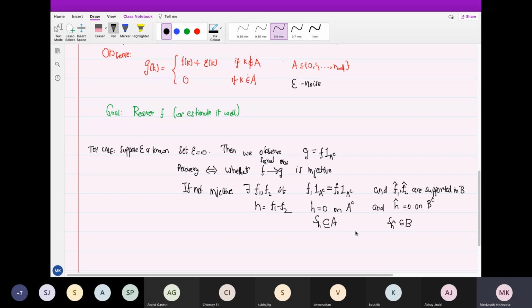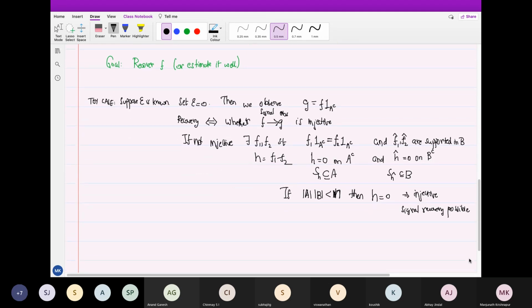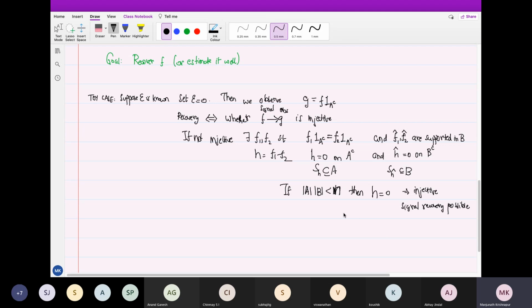Now, like Kaushik said, this is leading us to the uncertainty principle. So if cardinality A times cardinality B is less than n, I am using small n here, then H must be 0. That implies injective. So signal recovery is possible. Okay, so that's all. Is this okay?